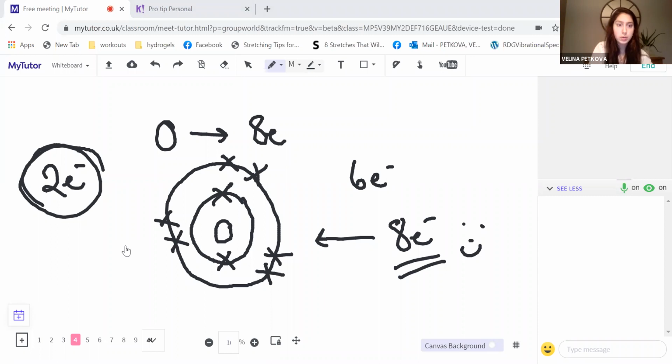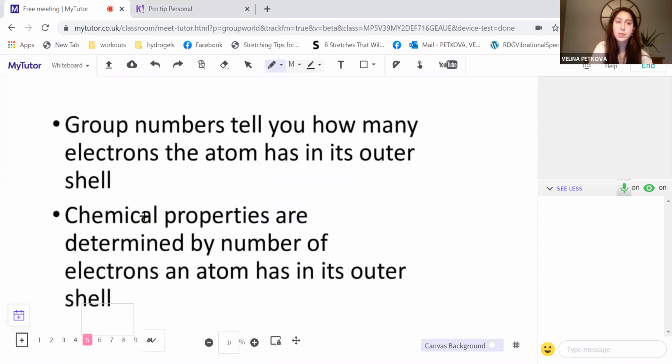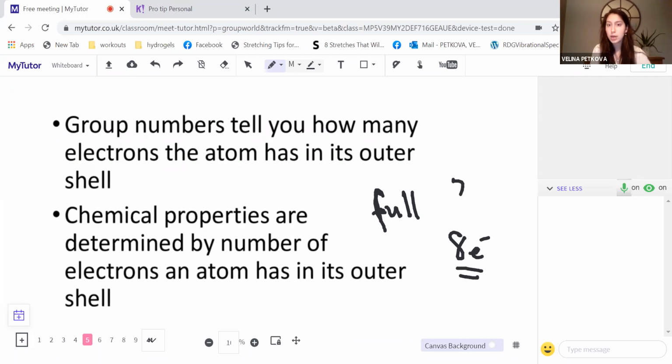Okay, so in the periodic table, the group numbers tell you how many electrons are in the outer shell, as we said, and the chemical properties are determined by the number of electrons an atom has in its outer shell. As chemicals always want a full outer shell, they always want to get to this stable electron configuration, and that's how their reactivity happens, because they either gain electrons or lose electrons to get to an 8 electron outer shell, or a 2 electron outer shell if it is the first shell. Okay, and then they are stable.